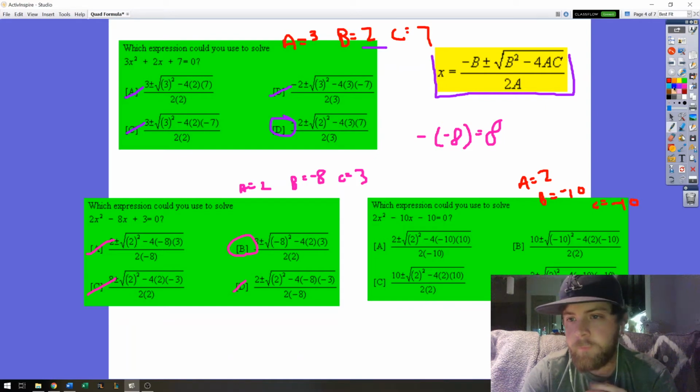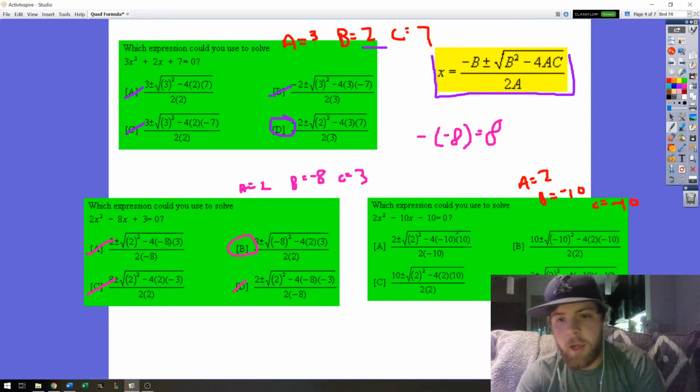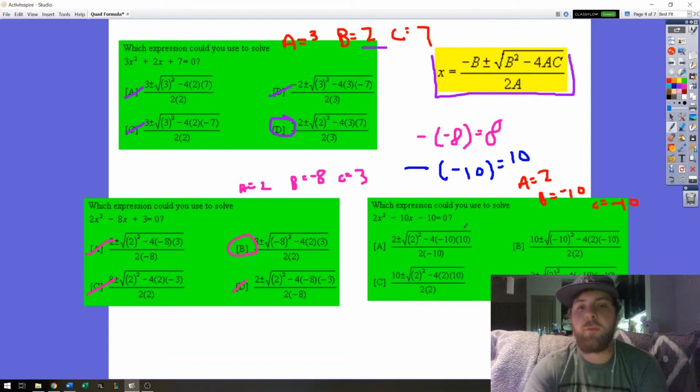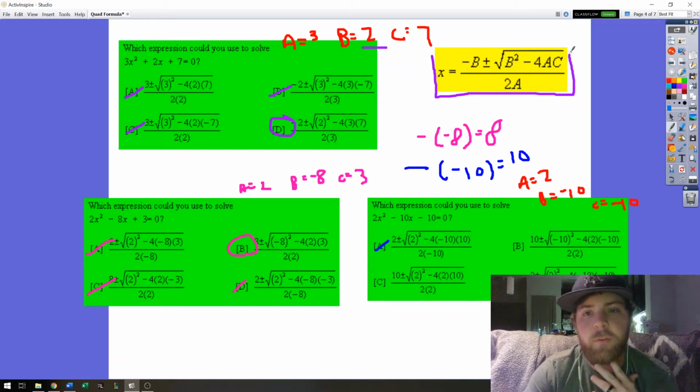Okay, if I'm looking at these problems, I'm looking for negative negative 10, which would give me a positive 10. So I'm looking for the equation that starts with positive 10. It's not going to be A because it starts with 2, and it's not going to be D because it starts with 2. Then I'm left with C and D, and the only difference there, just like the first two, is I look at plus or minus the square root of B squared. So my B value is negative 10. Looking for negative 10 squared, which would be B.